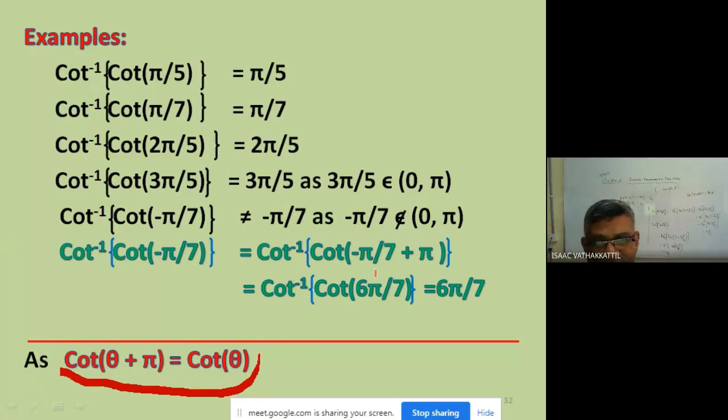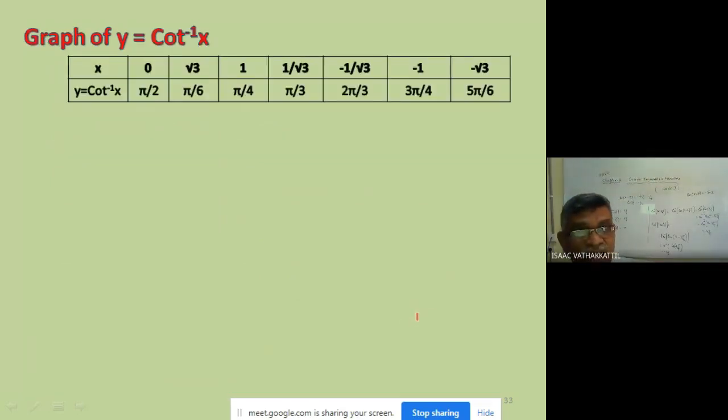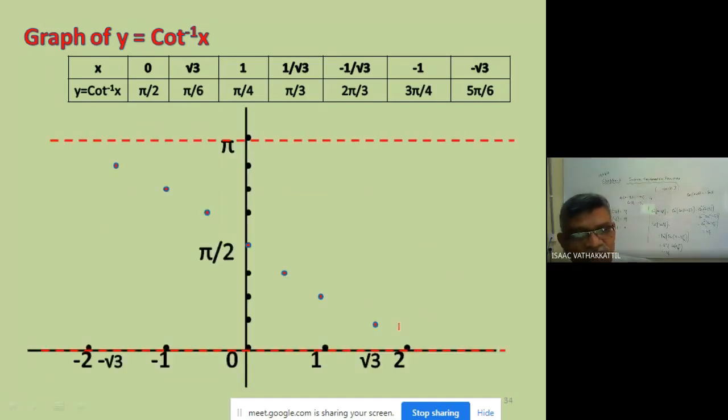So cot of minus pi by 7 is as good as cot of minus pi by 7 plus pi, and on simplifying, you get 6 pi by 7. So cot inverse cot 6 pi by 7 is equal to 6 pi by 7. Okay? Graph, you can plot the values, very simple.